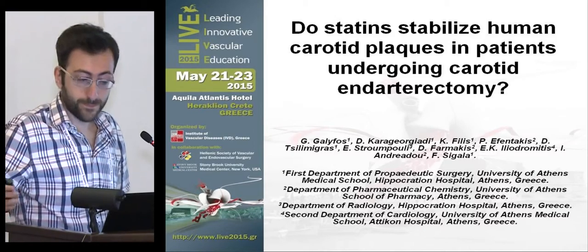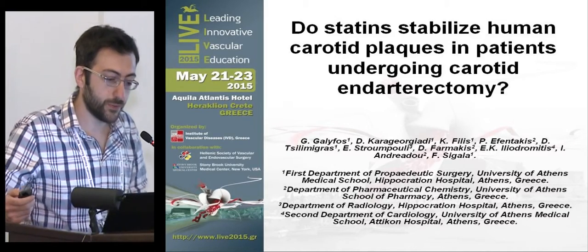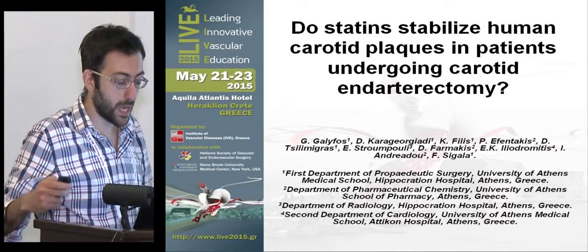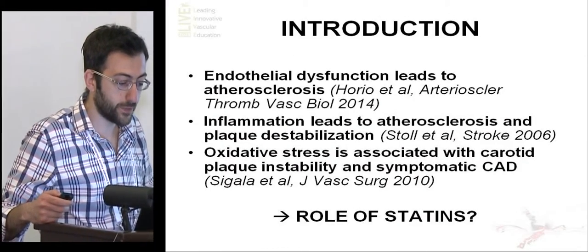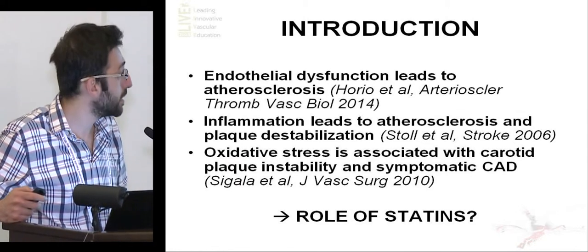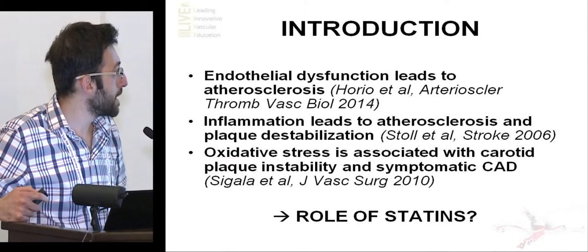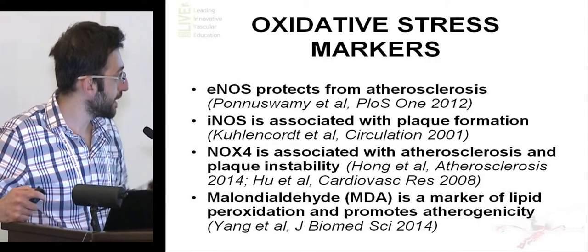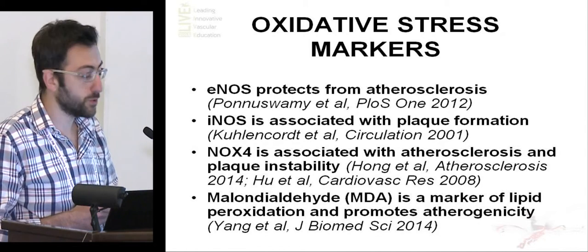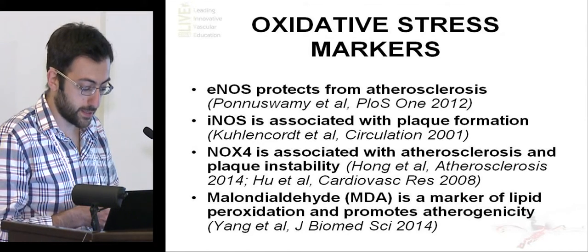It has been proved that endothelial dysfunction leads to atherosclerosis in general, and inflammation plays a very important role. It leads to atherosclerosis and plaque destabilization as well. We have also shown in the past that oxidative stress is associated with carotid plaque instability and symptomatic carotid artery disease.